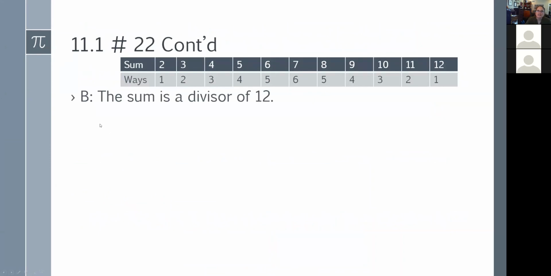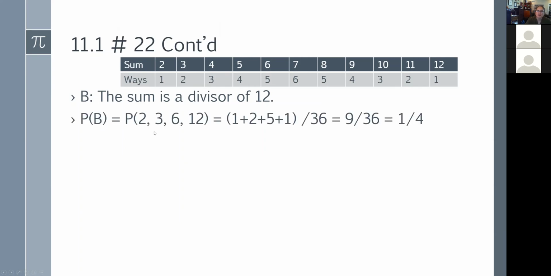Part B is having the sum be a divisor of 12. So if the sum is a divisor of 12, that means the sum is 2, 3, 6, or 12. And there's 1 way to get a sum of 2, 2 ways to get a sum of 3, there's 5 ways to get a sum of 6, and 1 way to get a sum of 12. So there's 9 ways to get the sum being a divisor of 12, and that reduces to 1 out of 4.